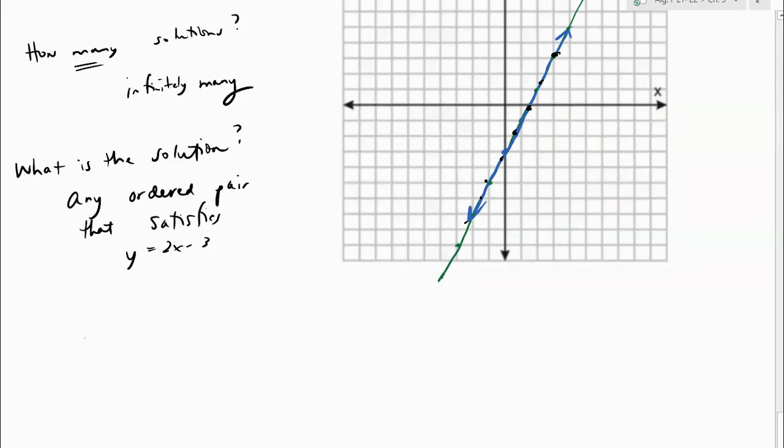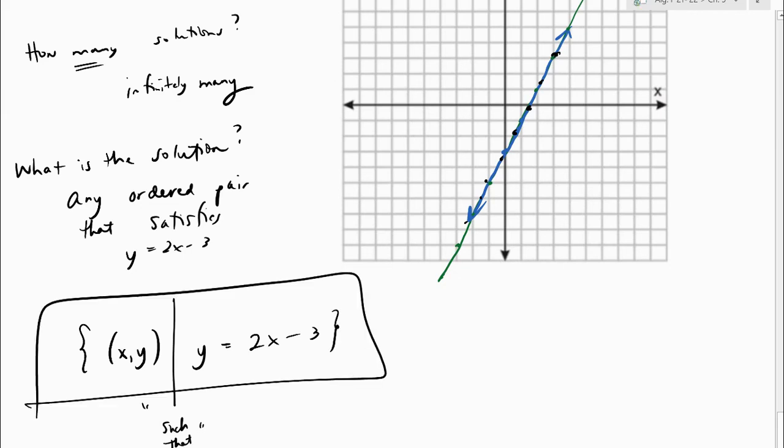Now we have a math way of saying this. You put these little set markers. So it's the set of all ordered pairs. And then they draw this line. And when you draw that line, people say such that y is equal to 2x minus 3. So it's just every point that's on that line.